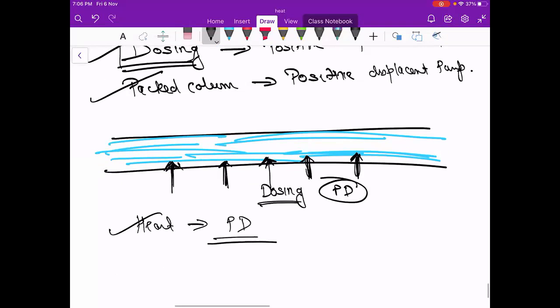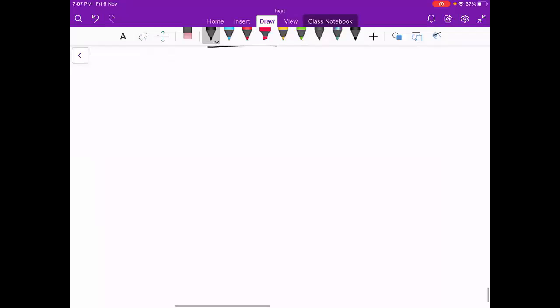The reason that most of the time we are not using the positive displacement pump is that the flow rate which we are getting from the positive displacement pump is fluctuating. It gives a fluctuating flow rate, okay? So that is the reason why we are not using a positive displacement pump.